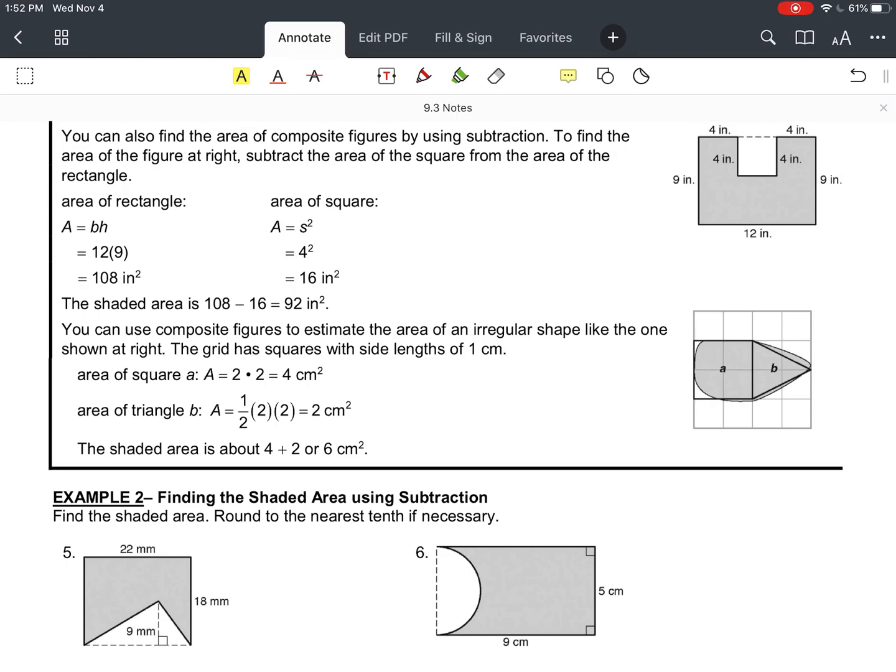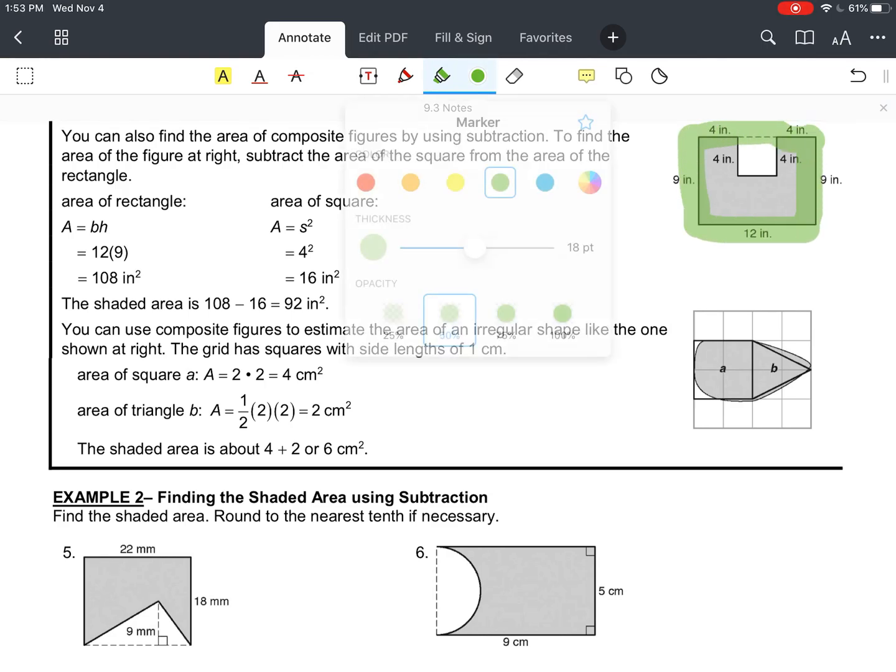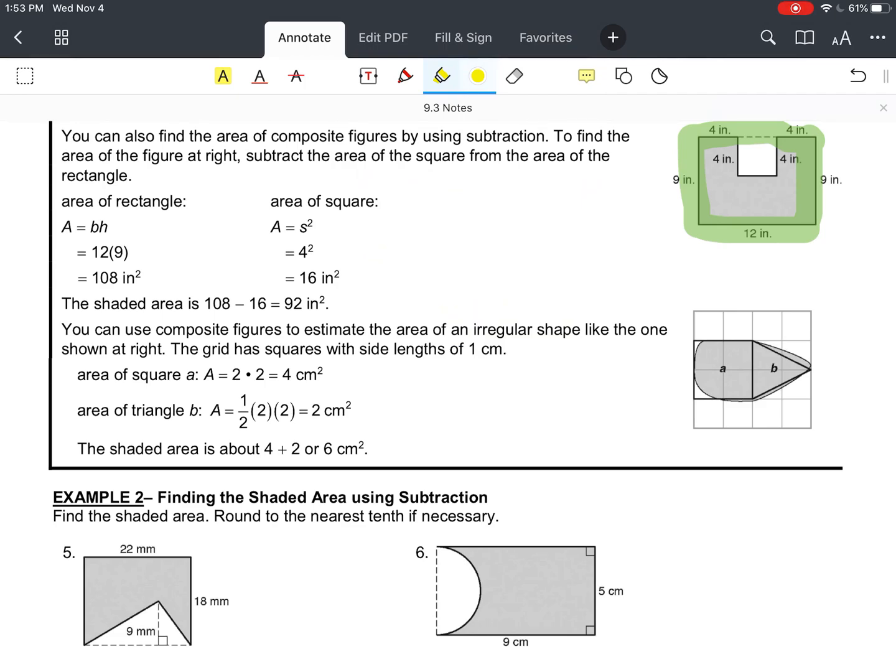All right, you can also find the area of a composite figure by using subtraction. Sometimes that's easier because you'll have to break up the figure into too many separate shapes. So to do that, you subtract the area of the square from the area of a rectangle. So here in this figure, if I find out what the area of the rectangle is, and I can subtract off the area of the square here, that's going to be a lot easier than dividing this up into 3 separate rectangles. So the big green would be 12 times 9, which is 108. The square would just be 4 times 4, which is 16, so I can subtract and get 92. So all that math is shown there on the left.